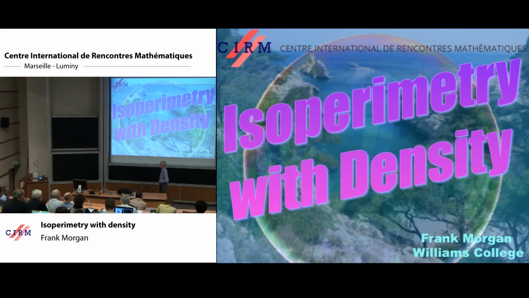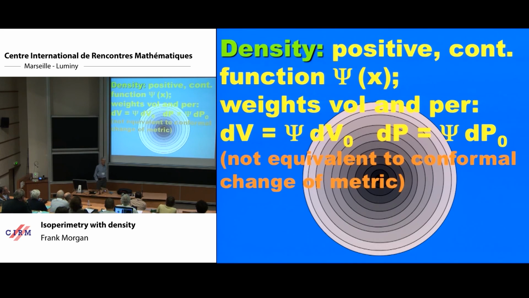Great to be back here at Lumini and have this chance to talk about my favorite problem, the isoperimetric problem with density. So a density is just a positive continuous function on the space. I call it here psi of x, which weights volume and perimeter the same. So weighted volume is just psi times unweighted volume. Weighted perimeter is just psi times unweighted perimeter.